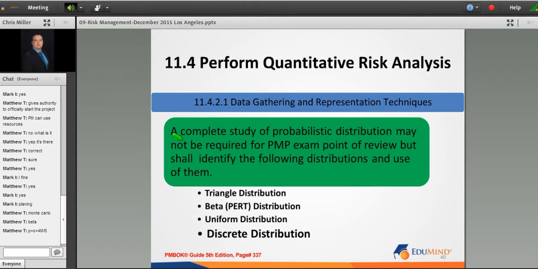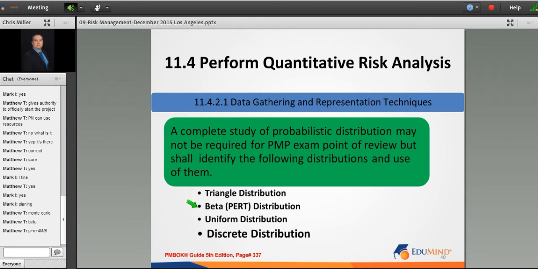Data gathering and representation techniques. A complete study of probabilistic distribution may not be required from the PMP exam point of view, but you shall identify the following distributions and their use. So we have the triangle distribution, which is just divide by 3, right? P plus O plus M divided by 3. Beta, which is also PERT, which Matthew just put into the chat window. Discrete distribution, uniform distribution. These two you'll most likely see. Well, you will see these two.